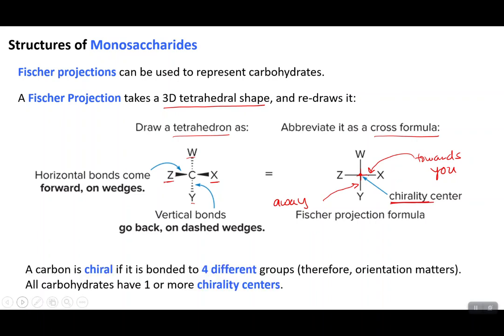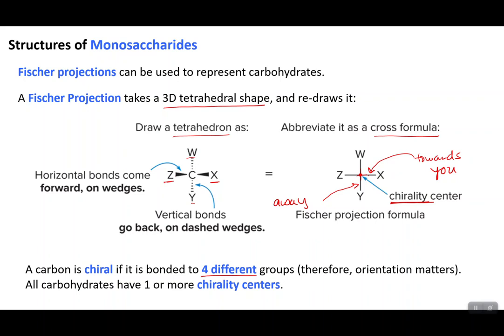So a carbon is chiral if it is bonded to 4 different groups. So here, as I've shown in this example, the carbon in this Fischer projection is bonded to X, W, Z, and Y, which are all different groups. And because they are all different groups, the orientation matters, because whether X is pointing up or pointing back is going to give me different stereoisomers, which we're going to talk about next.